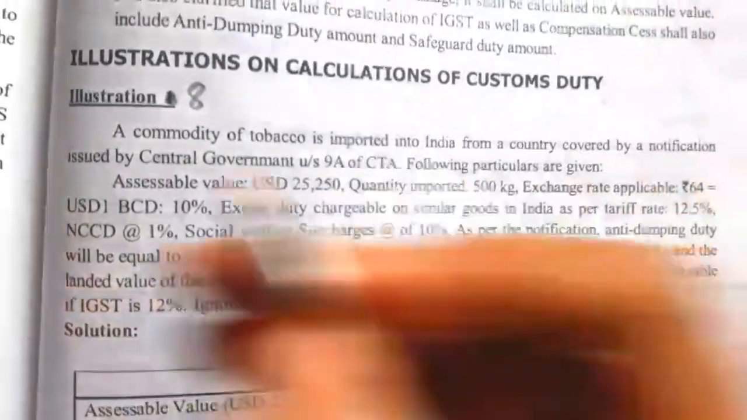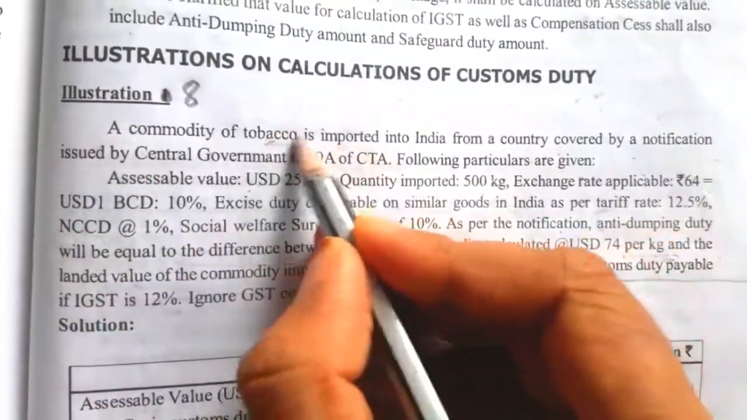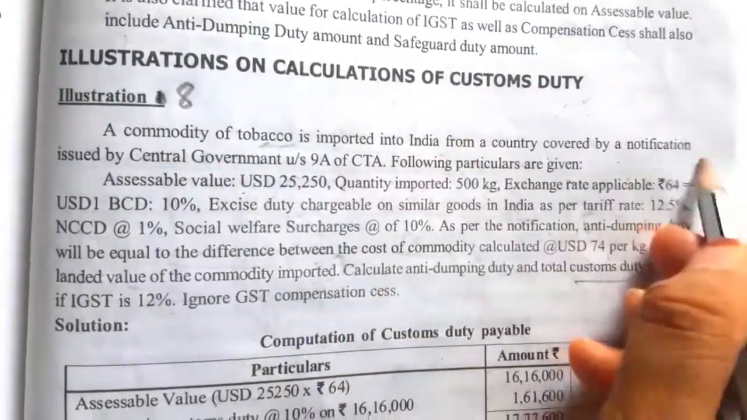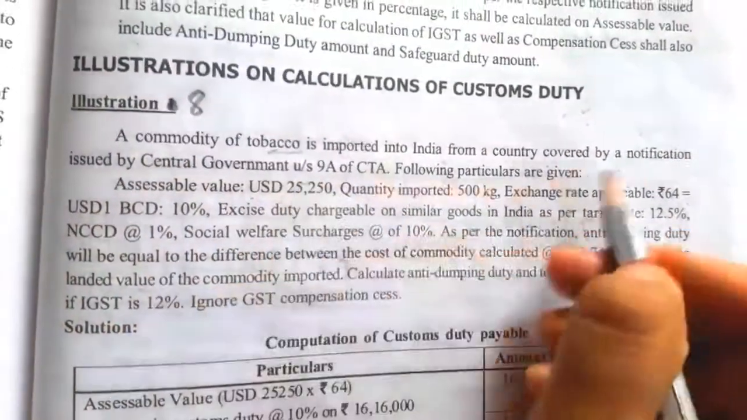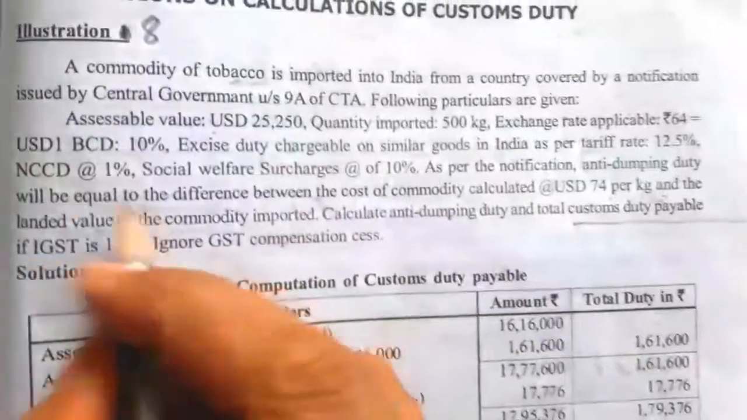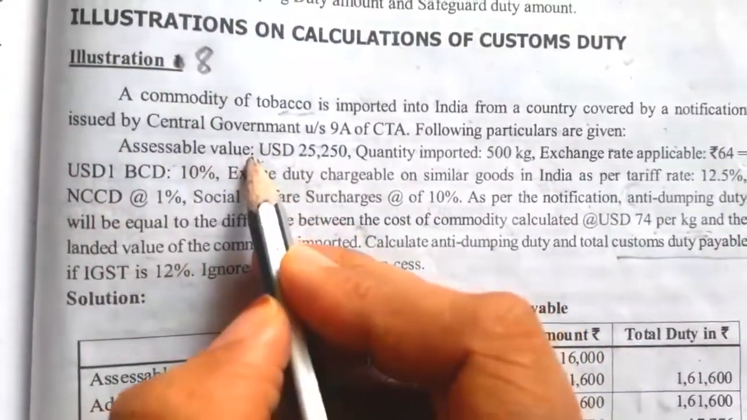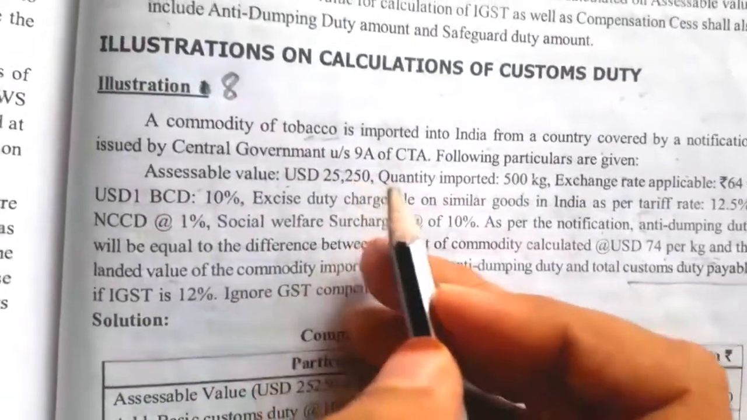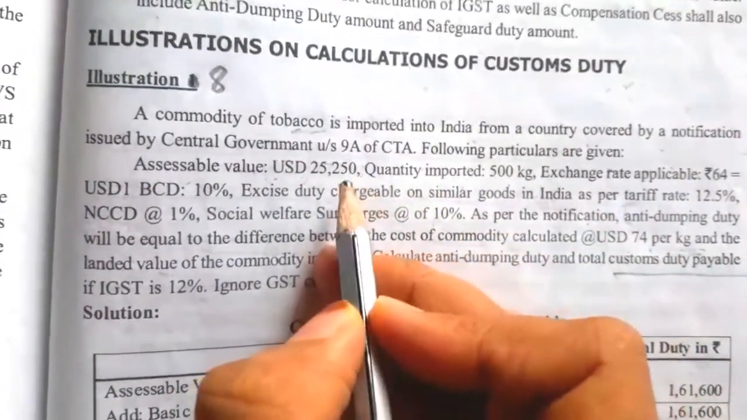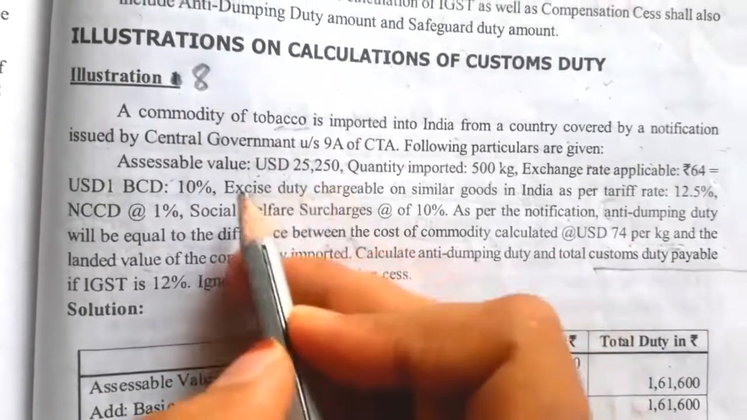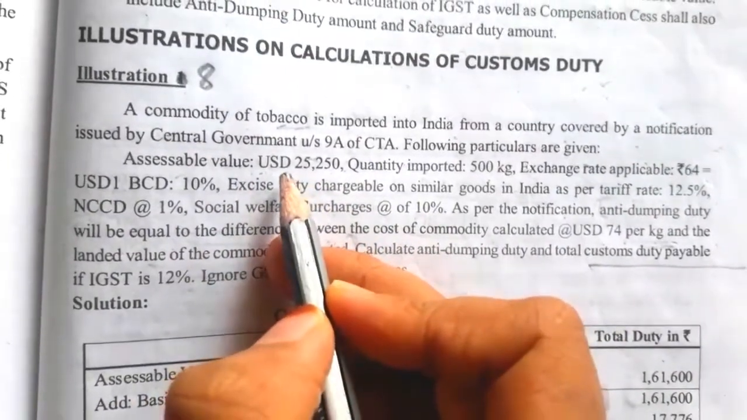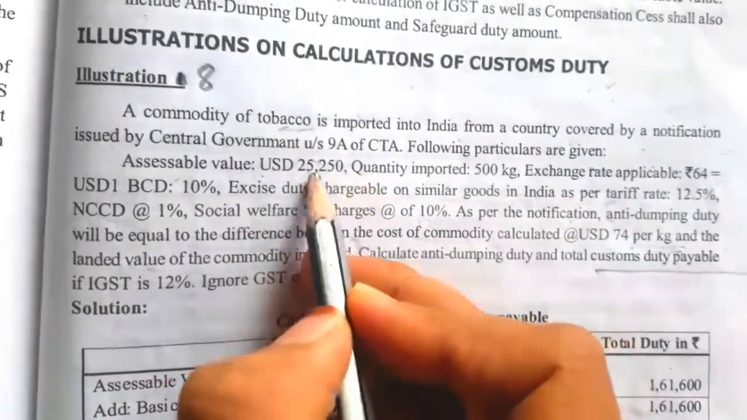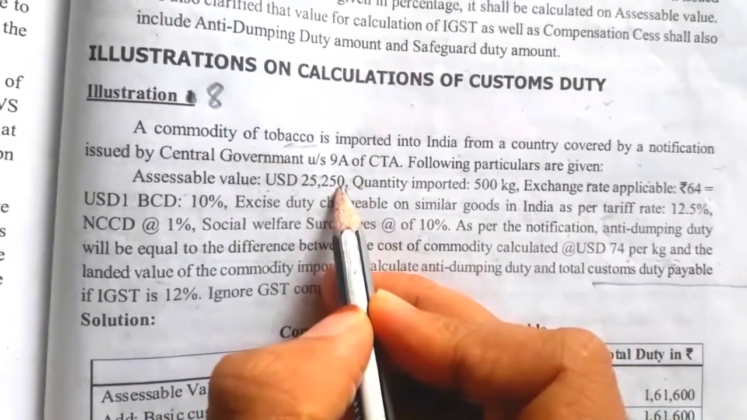So they have given the information: a commodity of tobacco is imported into India from a country covered by a notification issued by the central government. The following particulars are given. Accessible value they have given US dollar 25,250. In the previous illustration they used to give accessible value in rupee only. Here in this illustration they have not given it in rupee, so we have to convert it into rupee.